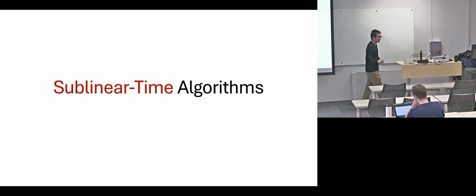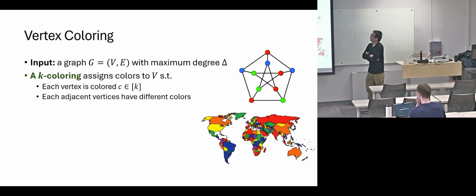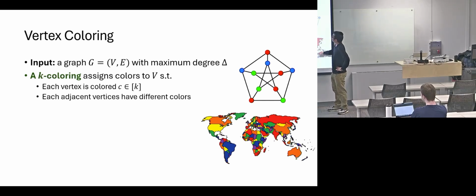And the problem that we look at, to get a sublinear algorithm, is vertex coloring. So here you have a graph, right? And let's say you have a bound on the maximum degree of the graph. Here, the maximum degree is 3. And we will look at k-coloring of a graph.